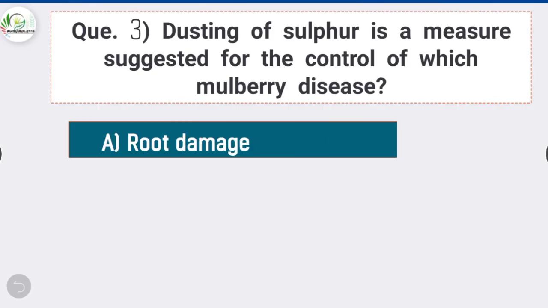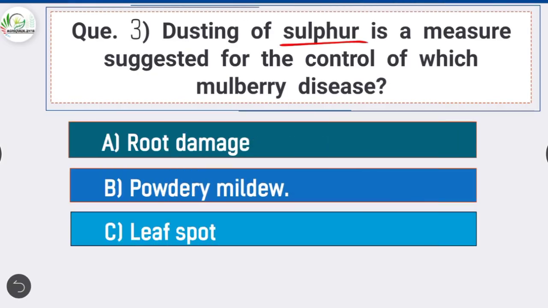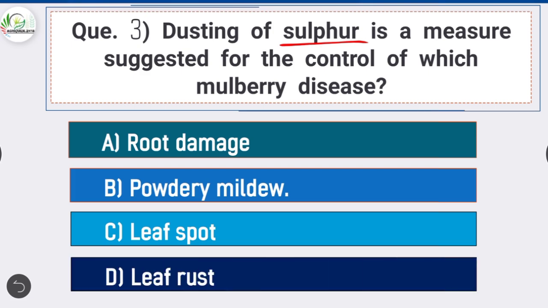Question number 3. Dusting of sulfur is a measure suggested for the control of which mulberry disease? And the correct answer is powdery mildew. Dusting of sulfur is a measure suggested for powdery mildew in mulberry.